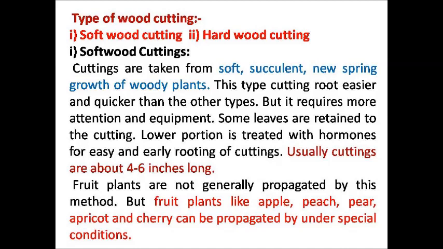Usually cuttings are about 4 to 6 inches long. Fruit plants are not generally propagated by this method, but fruit plants like apple, peach, pear, apricot and cherries can be propagated by it under special conditions. Now we will see hardwood cuttings.